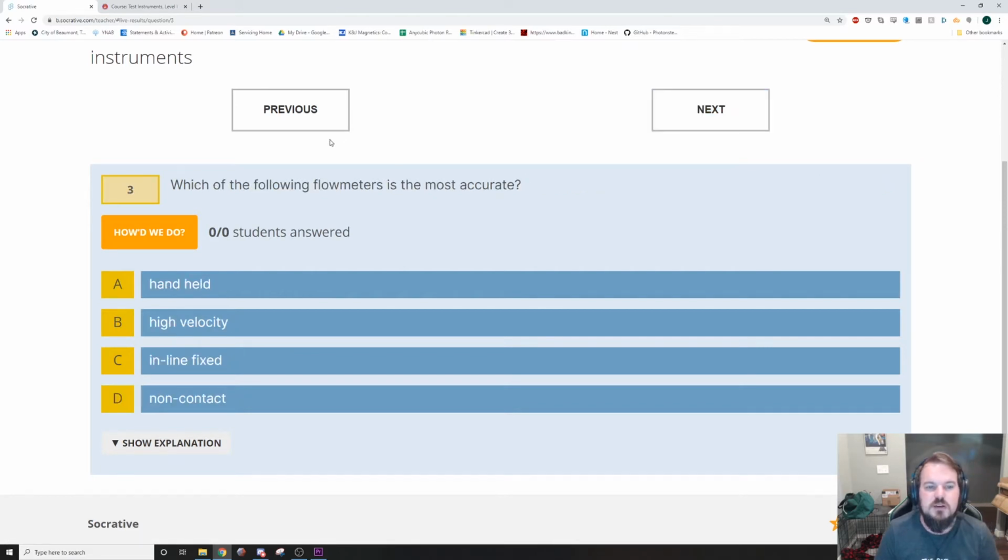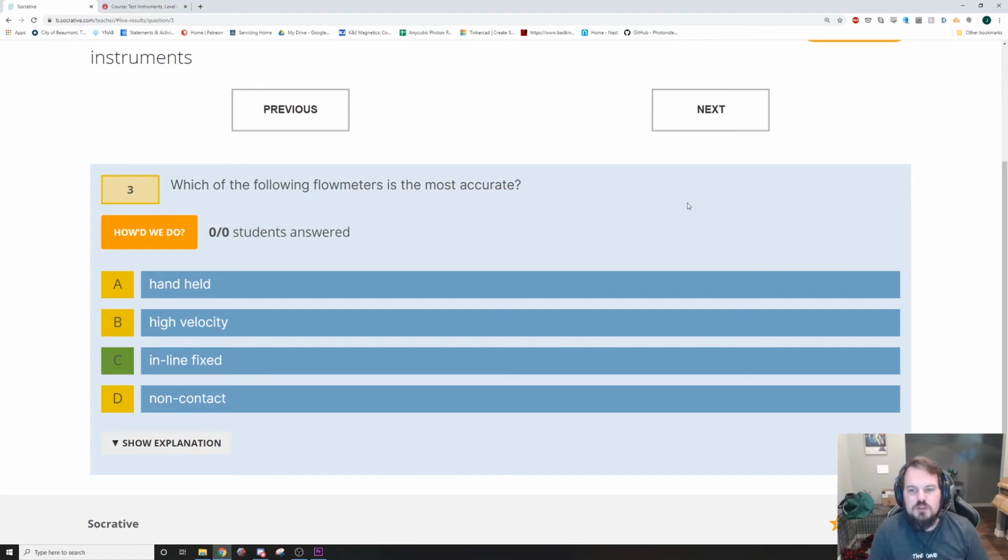Let's see what's next. Which of the following flow meters is most accurate? Okay, we're going to need to look up flow meters. You will find this one on page 332, and it is inline fixed flow meters are the most accurate, and the non-contact flow meter is good for approximation. It's mostly for being able to tell whether flow exists or not. When you don't really need to know how much flow there is, you need to know, is there flow?